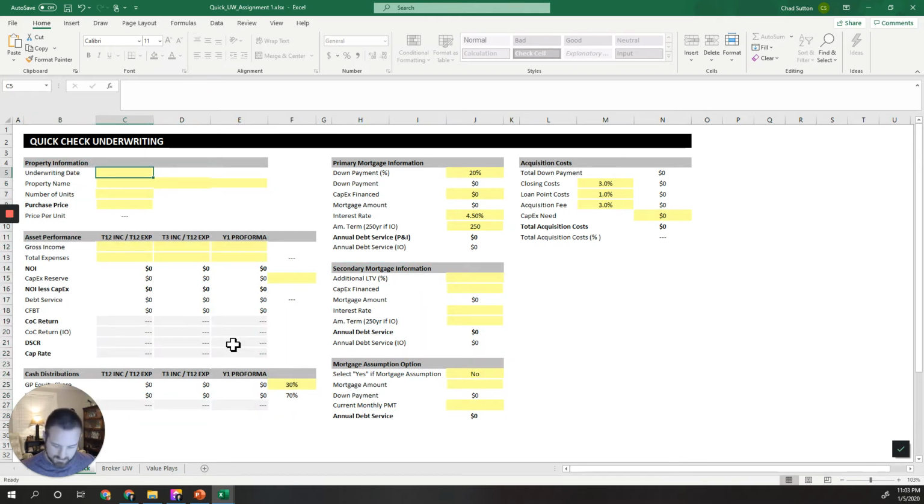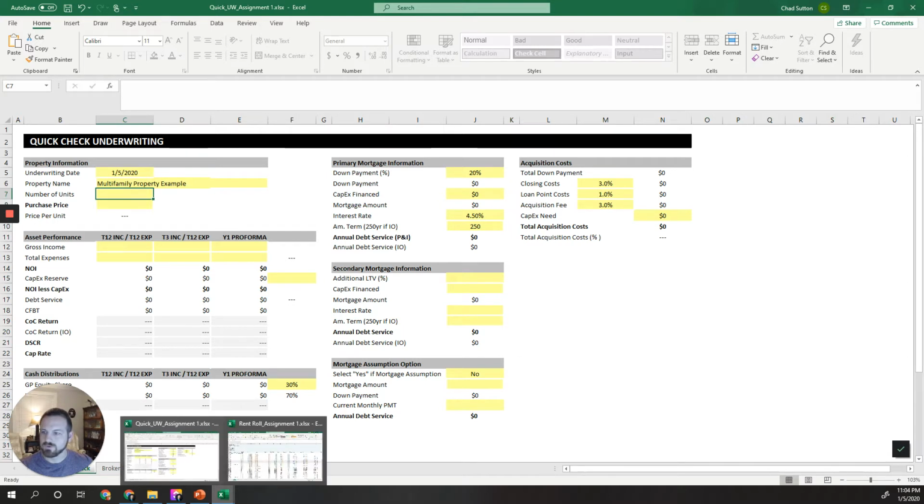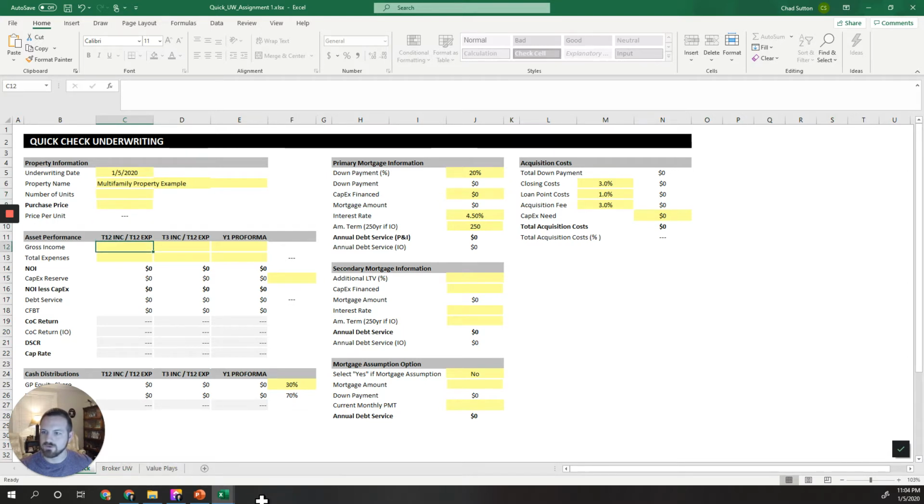So underwriting date, I'm going to say 1/5/2020, excuse me. Property name, we're just going to say multi-family property example. Number of units, we're going to have to head over here to the rent roll to get that. Now the next things we're going to do are these income and expense numbers here.